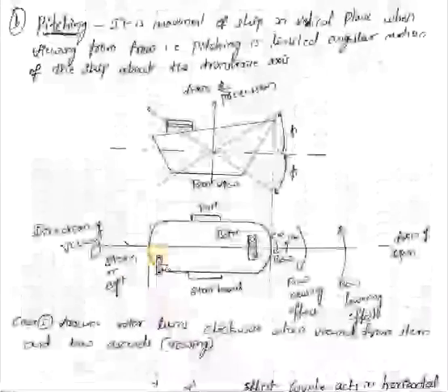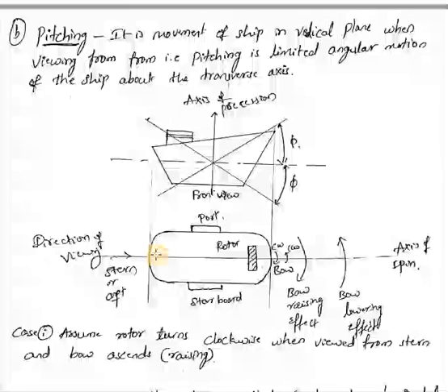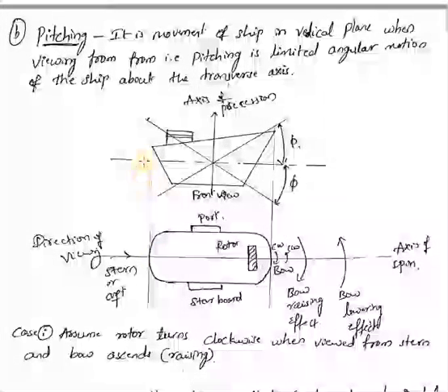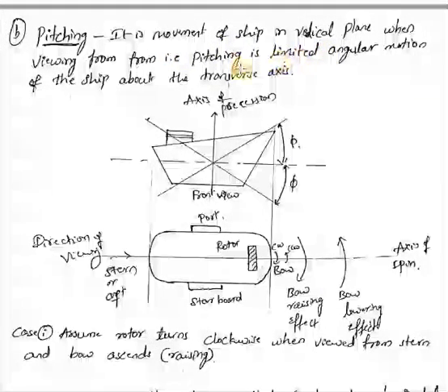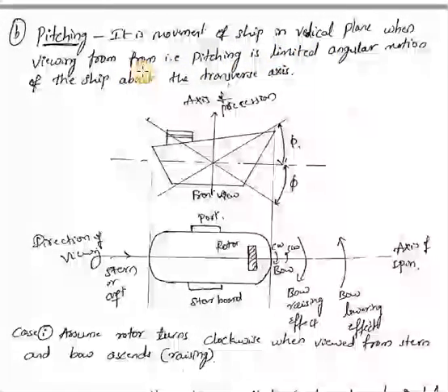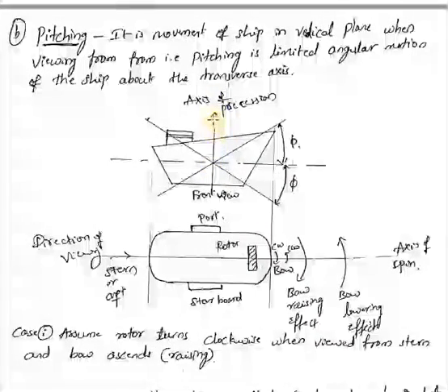Now the second element is pitching. Pitching is the movement of the ship in the vertical plane when viewed from the front. That is, pitching is the limited angular motion of the ship about its transverse axis.